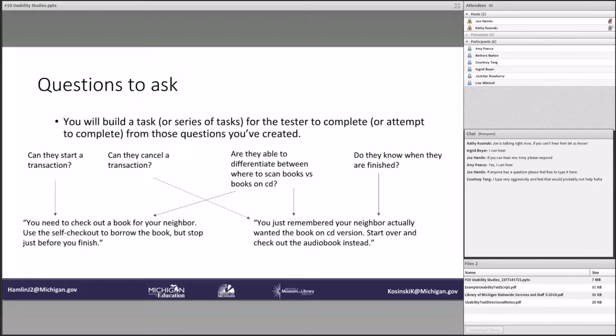So for example, you need to check out a book for your neighbor. Use the self-checkout to borrow the book, but stop just before you finish. By stopping just before they finish, it'll allow you to set up your next task, which is, not necessarily please cancel this transaction, but you just remembered you have the wrong one. Start over. So they build off of each other. You're able to see whether they can accomplish these things that you set out ahead of time. And once again, Joe and I are always resources.